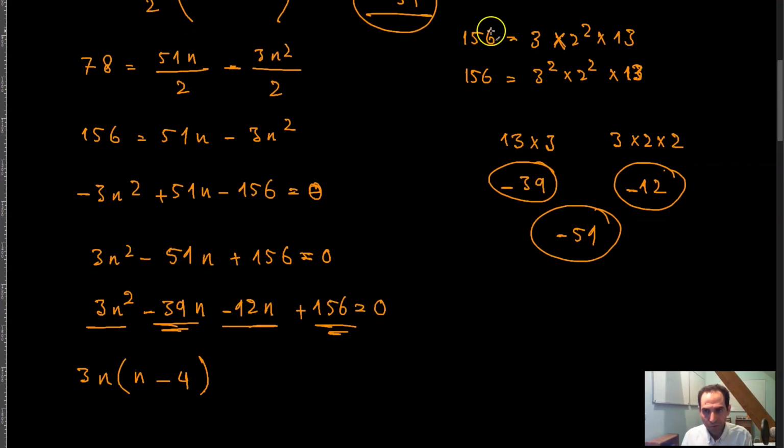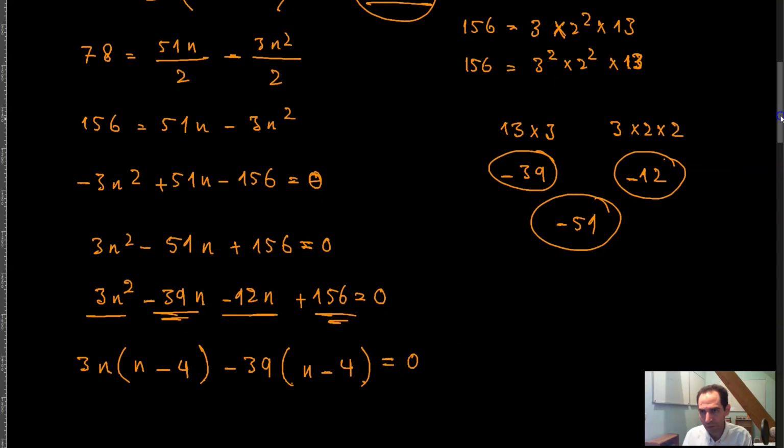Since 156 already has a 3 in there and a 13 in there, 39 is already in there. So you can take the negative 39 out and write it as n minus 4, right? Because 39 times 4 is equal to 156. And this becomes positive 156, this becomes negative 39n, which is exactly what I have here. This is equal to 0.